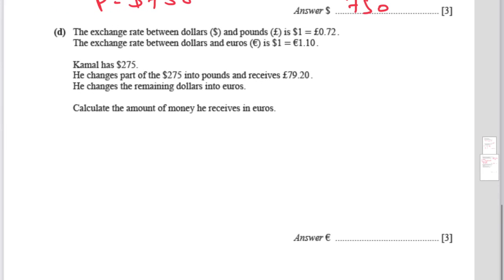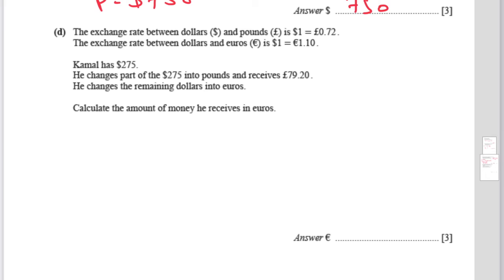The last part says the exchange rate between dollars and pounds is $1 is 0.72 pounds. The exchange rate between dollars and euros is $1 is 1.1 euro. Kamal has $275. He changes part of the $275 into pounds and receives 79.2 pounds. He changes the remaining dollars into euros. Calculate the amount of money he receives in euros.